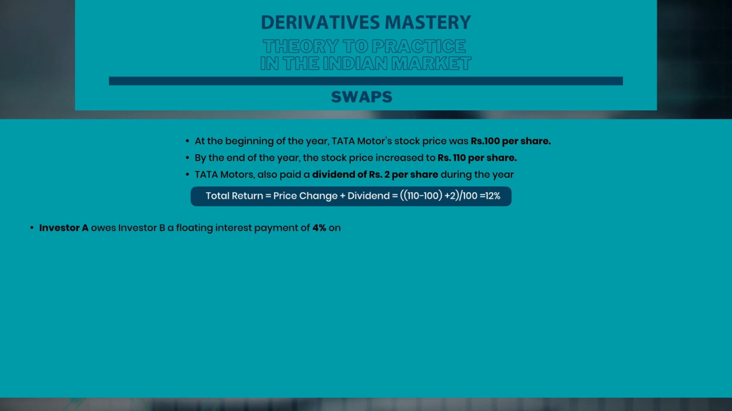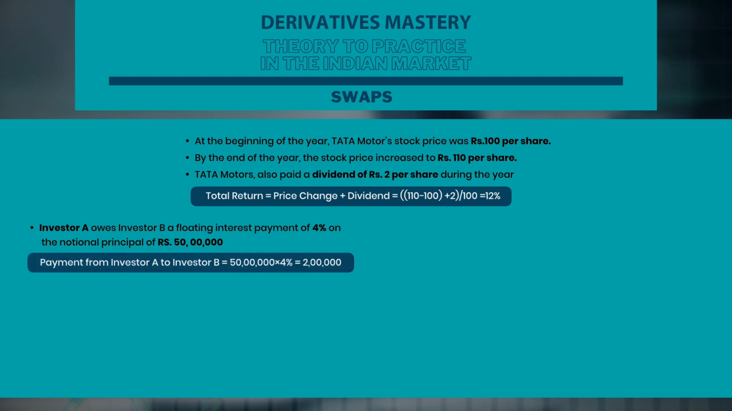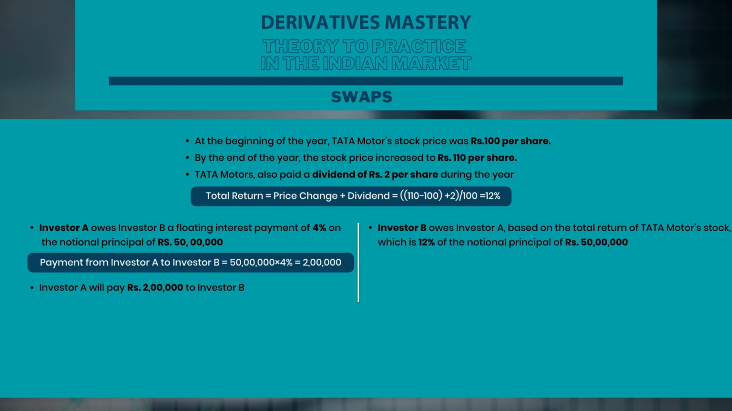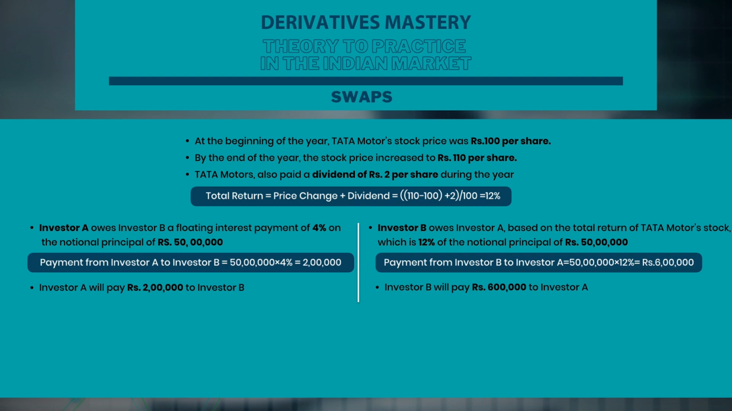Now let's calculate the payments for each party. So investor A owes investor B a floating interest payment of 4% on the notional principal of rupees 50 lakhs. So payment from investor A to investor B will be 50 lakhs into 4%, which is 2 lakh rupees. So investor A will pay rupees 2 lakhs to investor B. Next, investor B owes investor A based on the total returns of Tata Motors stock, which is 12% of the notional principal of 50 lakh rupees. So payment from investor B to investor A will be 50 lakhs into 12%, which gives us 6 lakhs. So investor B will pay rupees 6 lakhs to investor A.